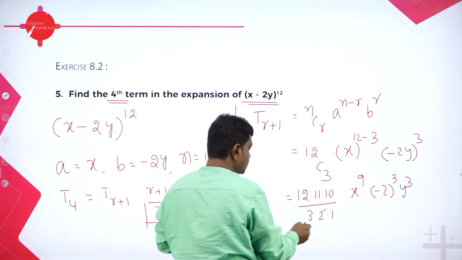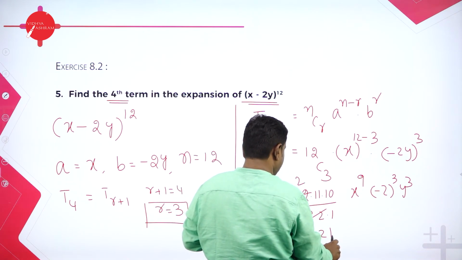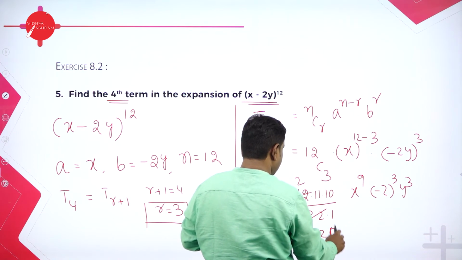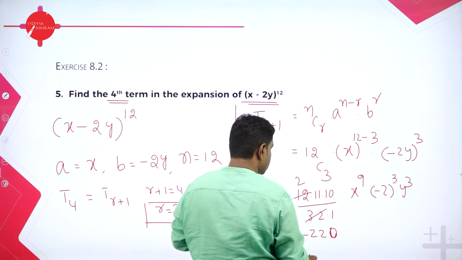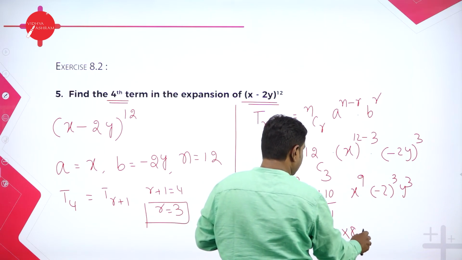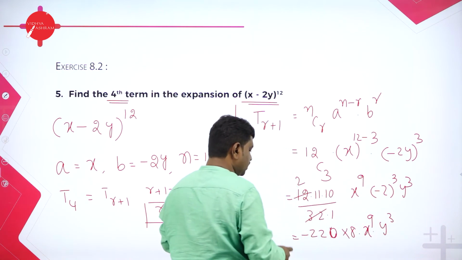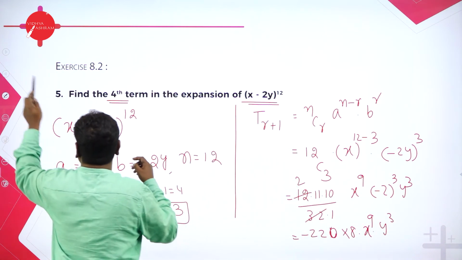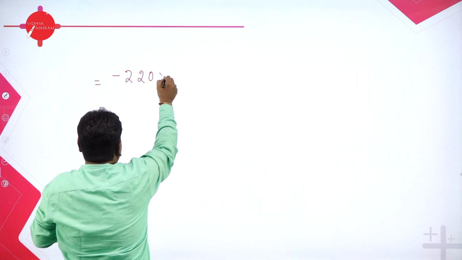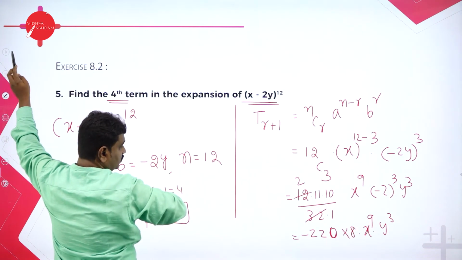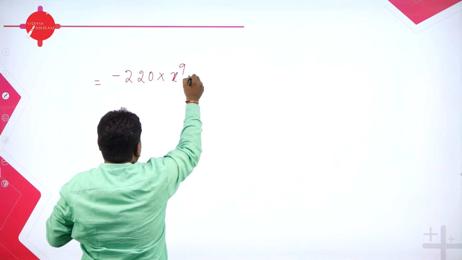So now 3 2s are 6, 6 2s are 12. Now we have 2 10s, 11 2s are 22, so 220. Minus 2 cube is minus 8, into x power 9 y cube. So now again multiply 8 to that. So minus 220 into 8, x power 9 y cube.